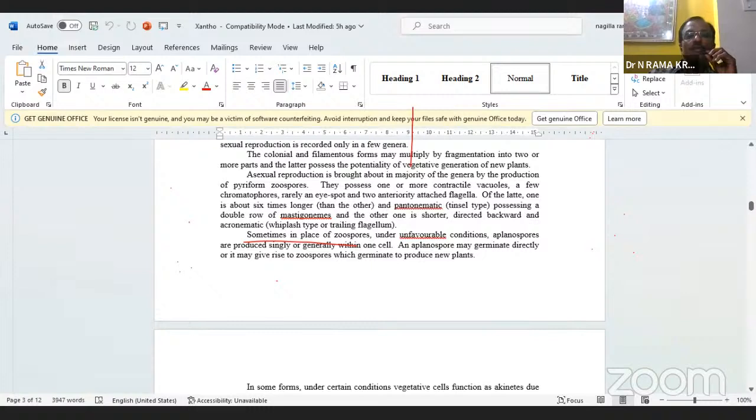Next, now you see, we have discussed the general characters of Xanthophyta. Now we are going to a particular member, which is Vaucheria. The class is Xanthophyceae, the order is Vaucheriales, the family is Vaucheriaceae, and the genus is Vaucheria. Is it clear now?